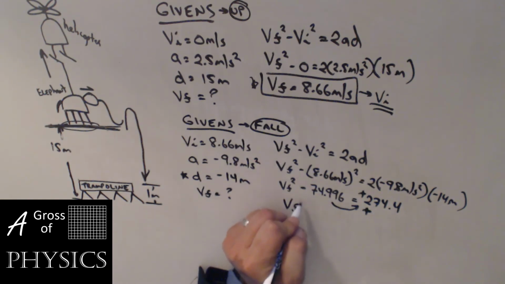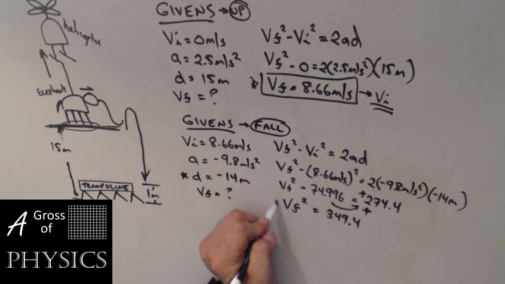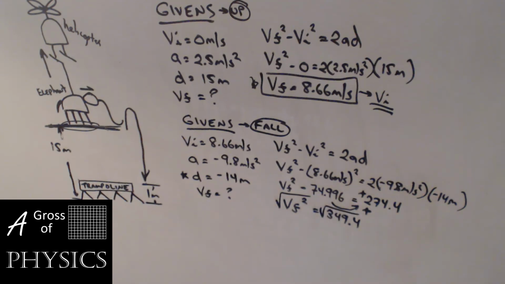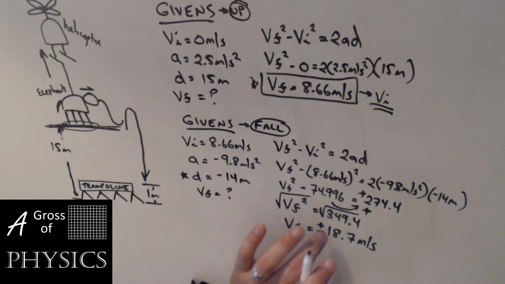And I have VF squared equals 349.4. Take the square root. Order of operations, second square root, second answer, close parentheses. And I'm left with VF to be 18.7 meters per second. But remember, every time you take a square root, you have a positive and a negative root. And which of the roots will be our velocity? The negative, because we're moving downward.